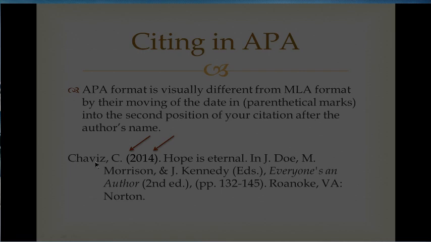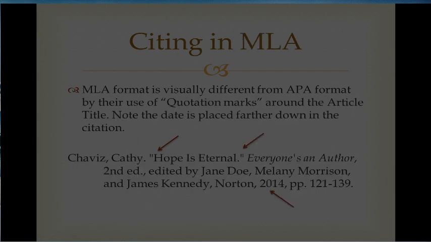Okay, we have the author first, and it's usually initializing the first name, and then we have the date. Now when we go over to MLA format, it does not have the date there. You notice we have the first name spelled out, but we have no date here. The date has moved way down here and is not in parenthetical marks except for certain cases, but it's not here.